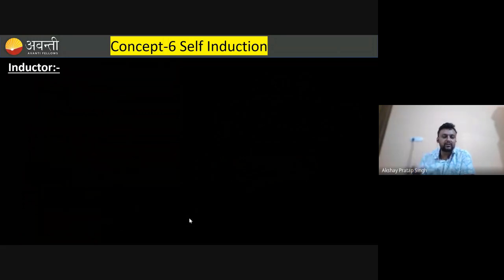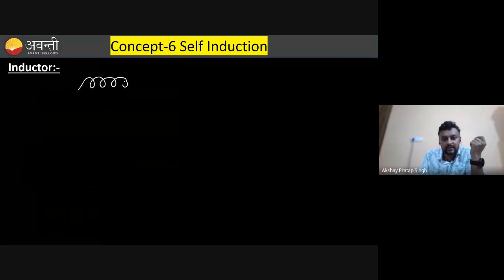One more thing that I will discuss here, that what is an inductor. So this current carrying solenoid is termed as an inductor.